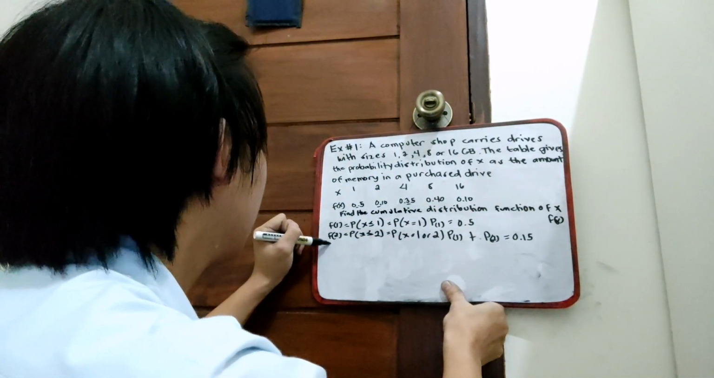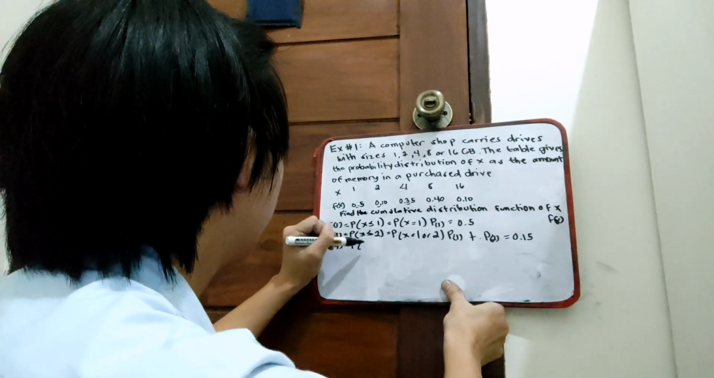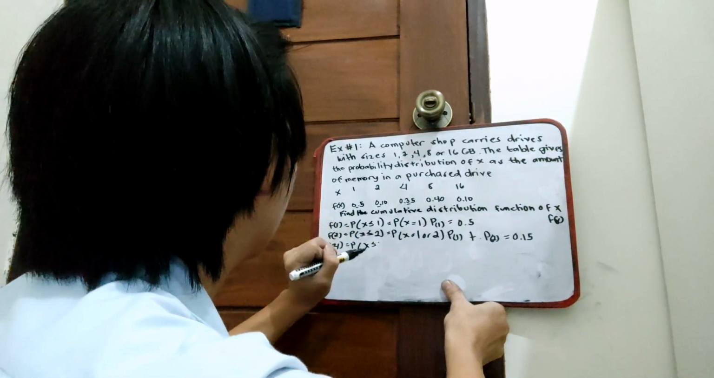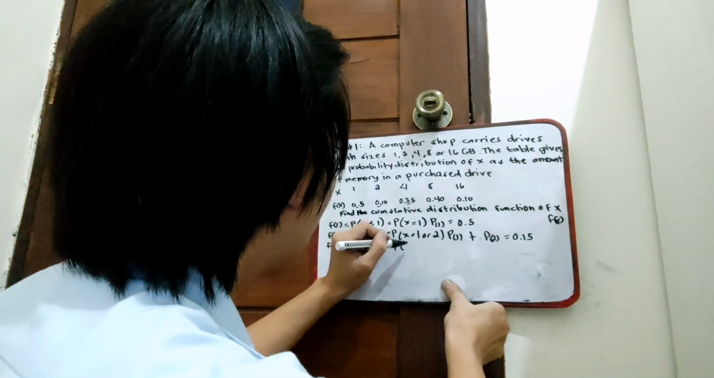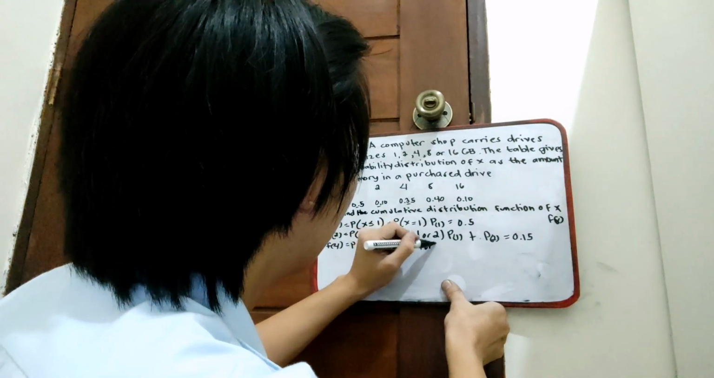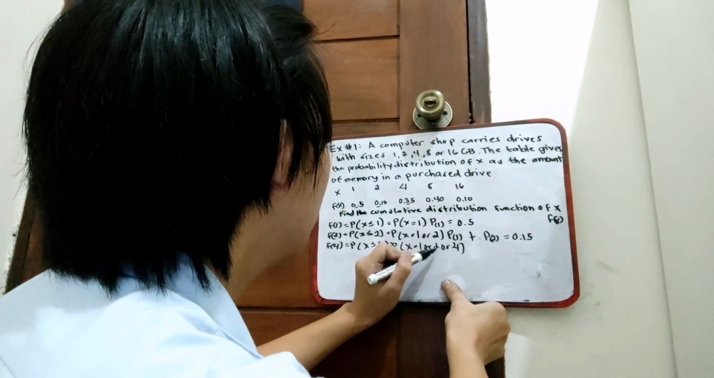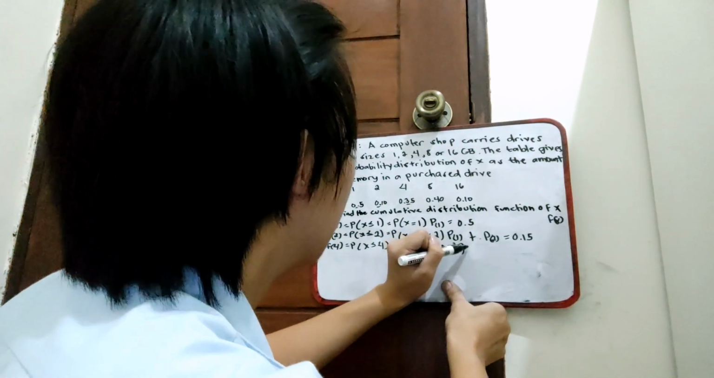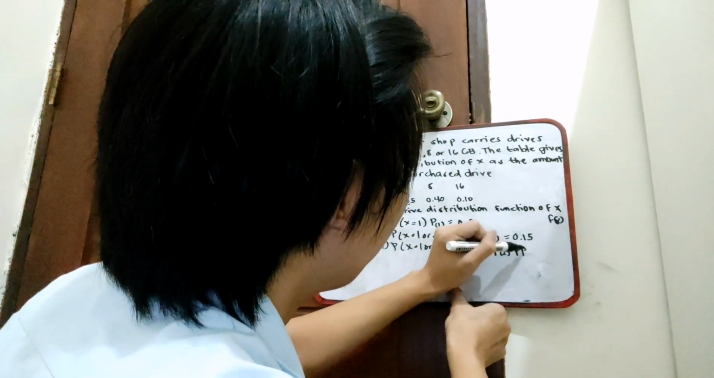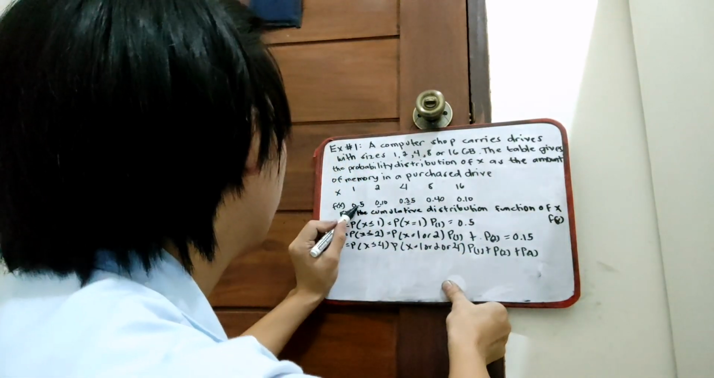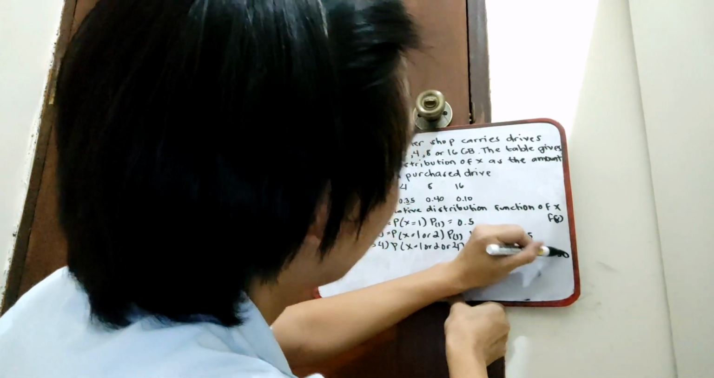Now, let's go to f of 4. F of 4 is equal to P of X less than or equal to 4, which is equal to P of X equals 1 or 2 or 4. Which means there are three values here, so there are also three P terms. P of 1 plus P of 2 plus P of 4 is equal to 0.5 plus 0.10 plus 0.35 is equal to 0.50.